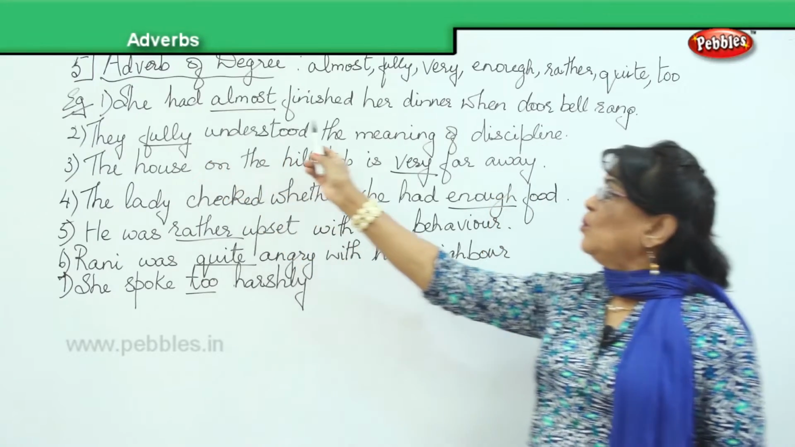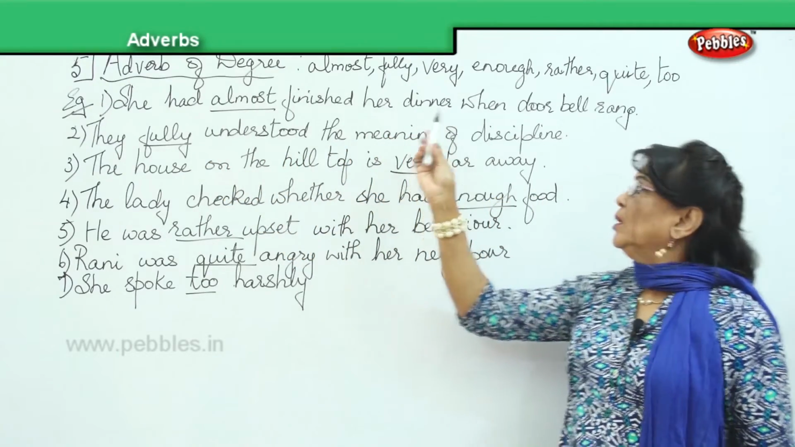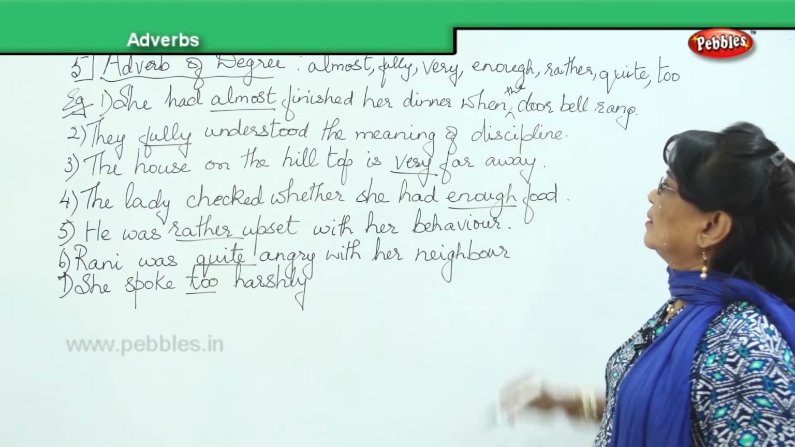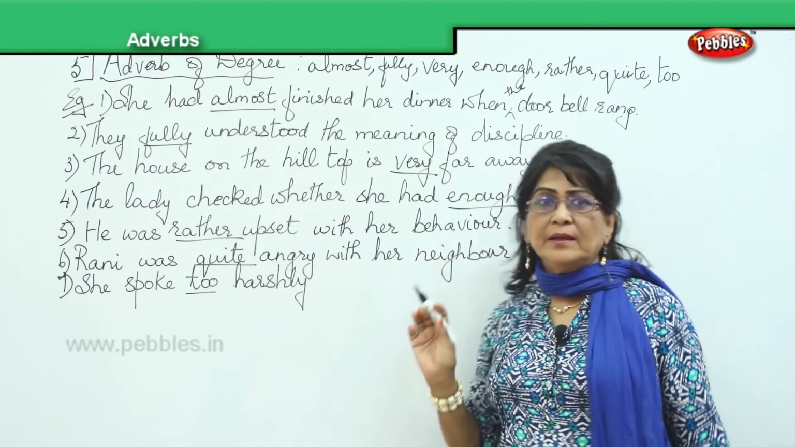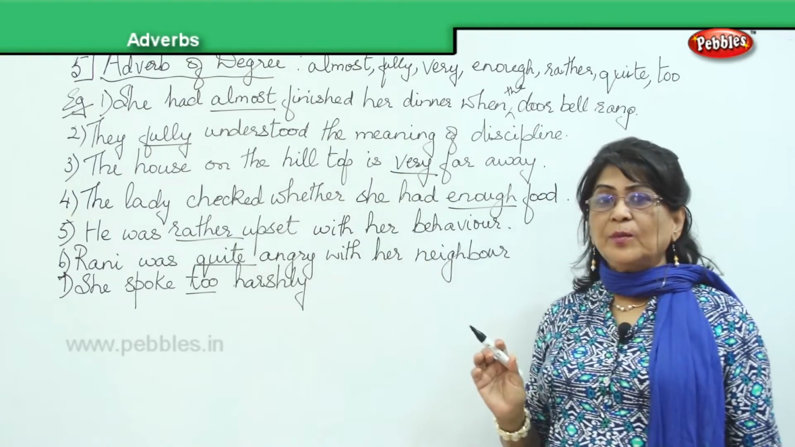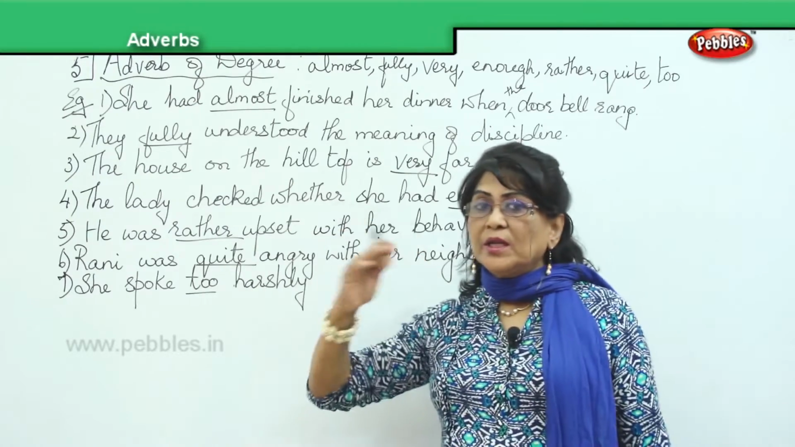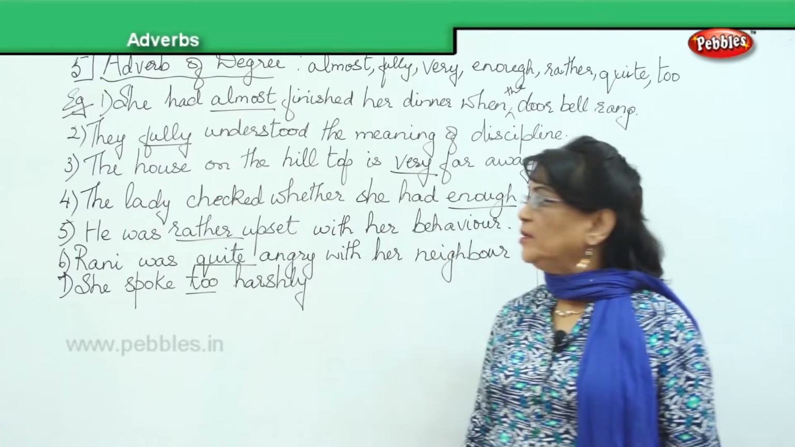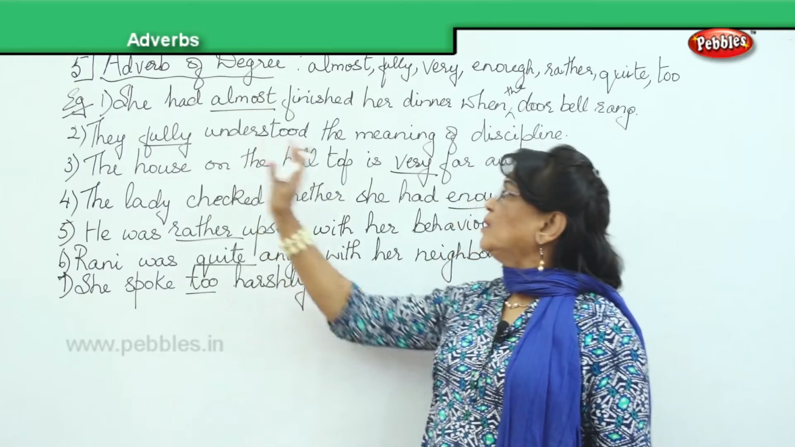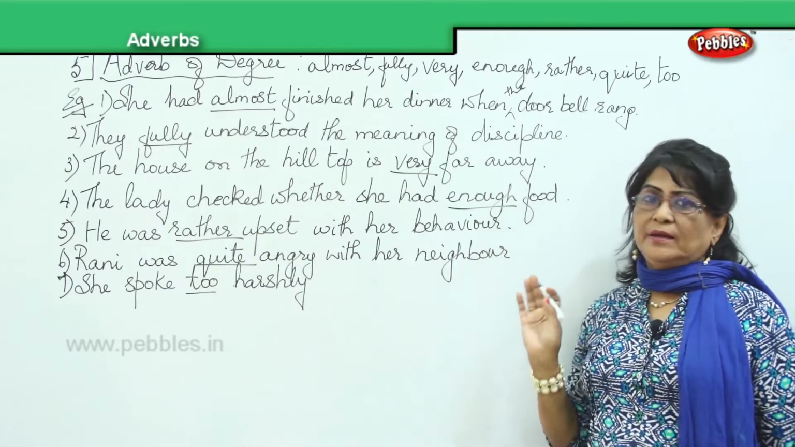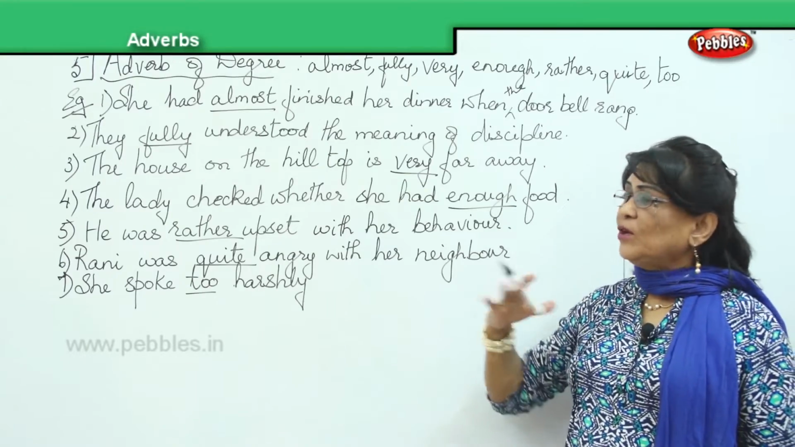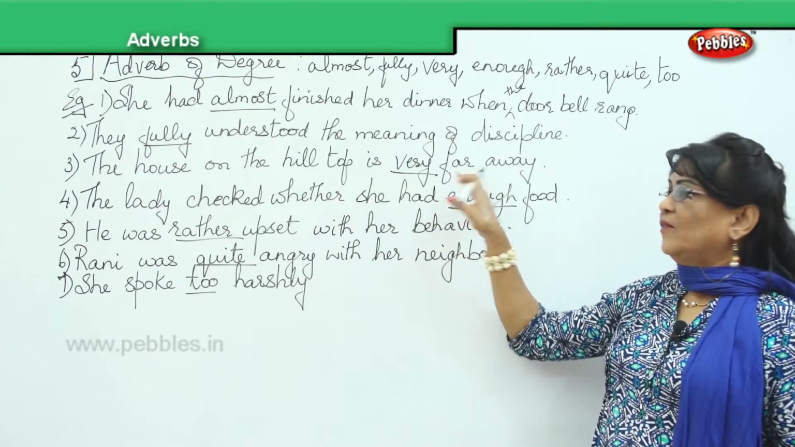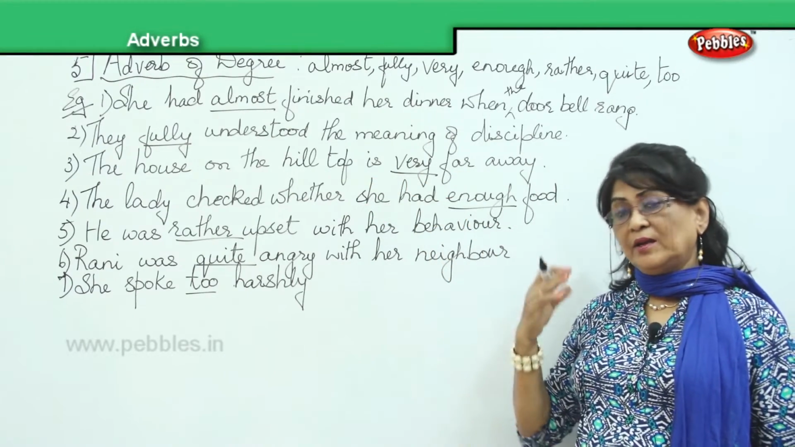She had almost finished her dinner when the doorbell rang. Almost is the adverb of degree. Almost. What degree of time she had finished her dinner. They fully understood the meaning of discipline. They fully understood. What degree? Fully. The house on the hilltop is very far away. How far? Very far.